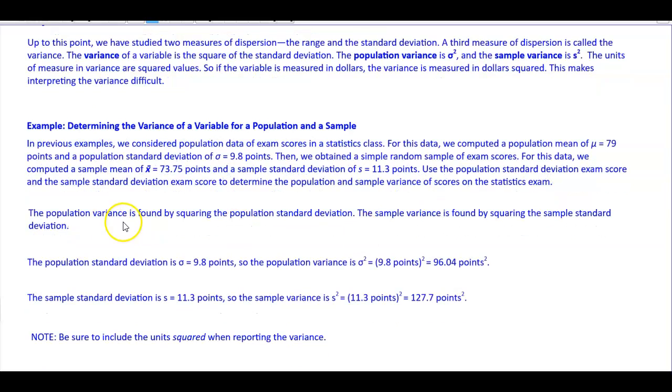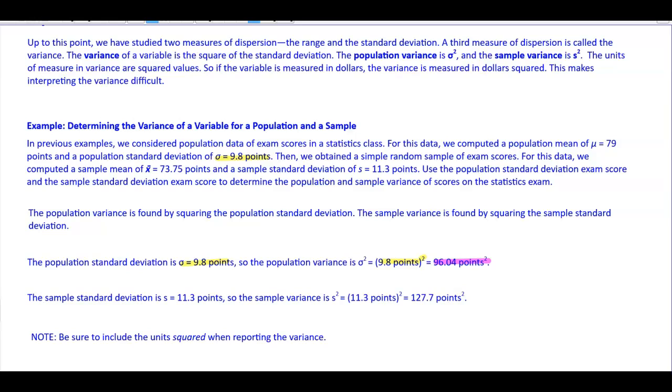Now again, the population variance is found by squaring the population standard deviation. The sample variance is also found by squaring the sample standard deviation. So, the population standard deviation was 9.8 points. The population variance is taking this value and squaring it. When you square it, you get 96.04 points squared.